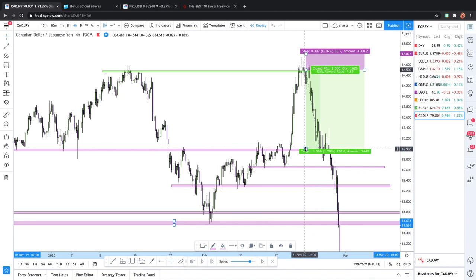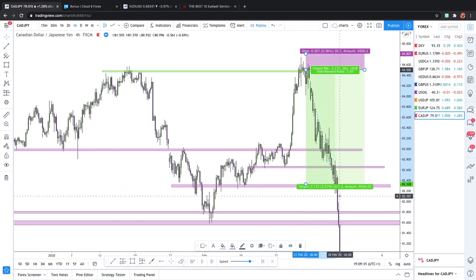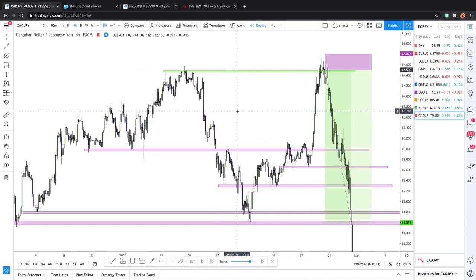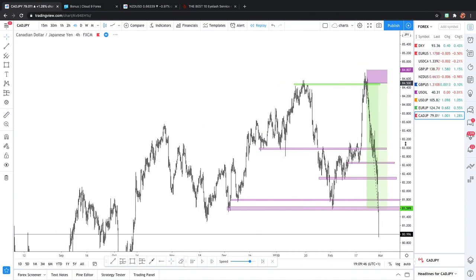Again, we're just following price. It keeps tanking, tanks this structure. We move our target, keeps going. We move our target, keeps going. We move our target. It's a really good trade. And then again, we just look left to see what's happening here.